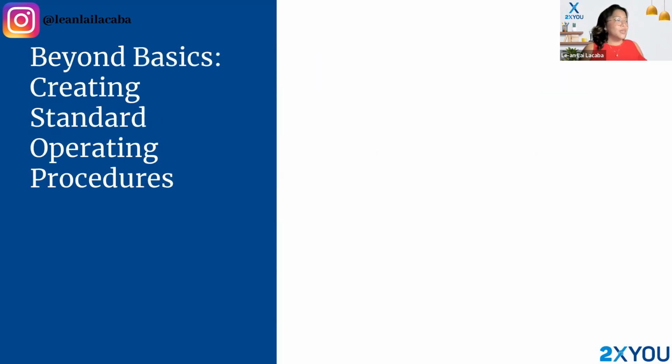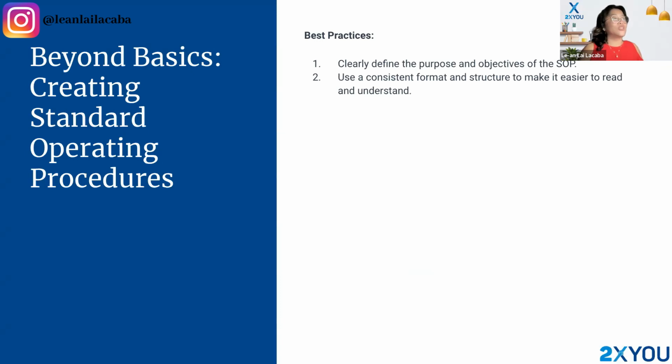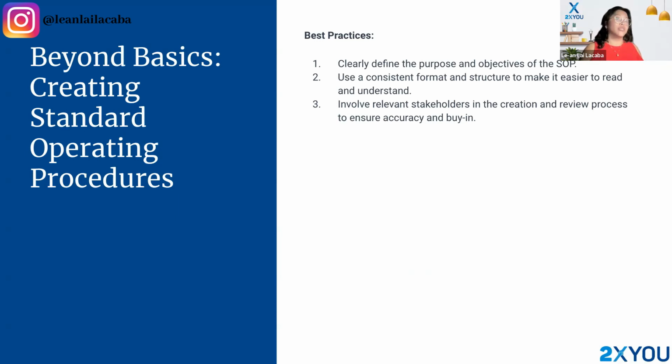So what is the beyond basics when it comes to creating SOPs? Best practices: clearly define the purpose and objectives of the SOP. Why is this even part of the process? Basically, why is this a task? Use consistent format and structure to make it easier to read and understand. Involve relevant stakeholders in the creation and review process to ensure accuracy and buy-in. So getting in whoever else is going to be involved in that task.